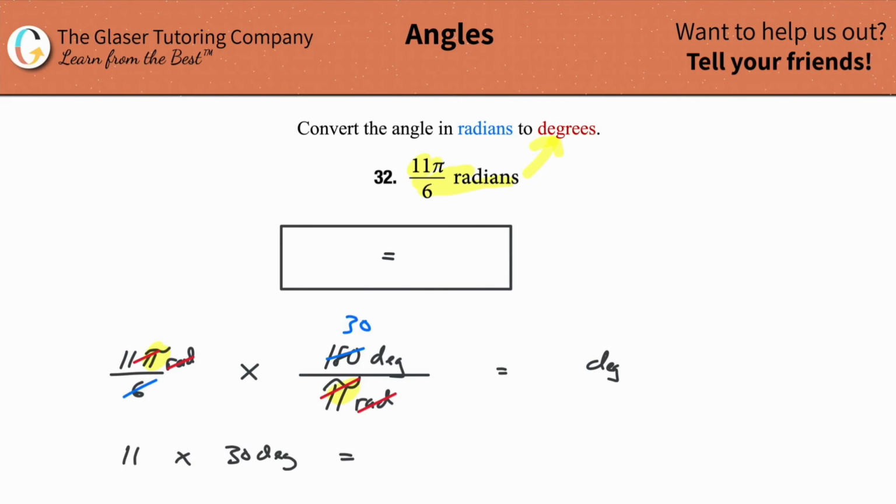And what does that equal? Well, take out the calculator, do 30 times 11, right? It's simply 330. So this works out to be 330 degrees. So in other words, 11 pi over 6 radians is equivalent to 330 degrees.